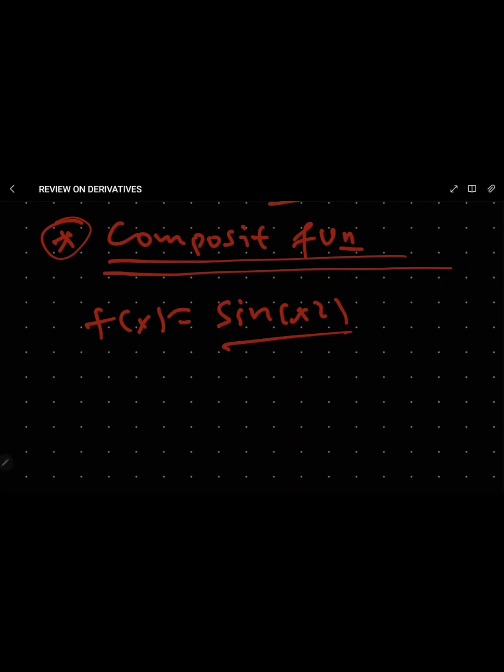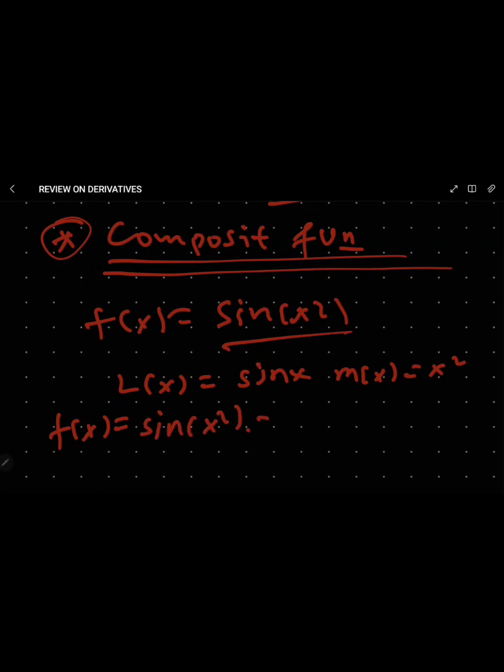So I can call the first one L of x, which is sine x. And the other one may be m of x, which is x squared. I hope you can see this f of x, which is sine of x squared, is the same as L of m of x. So this is a composite function. It's very important to split a given expression into a composite.